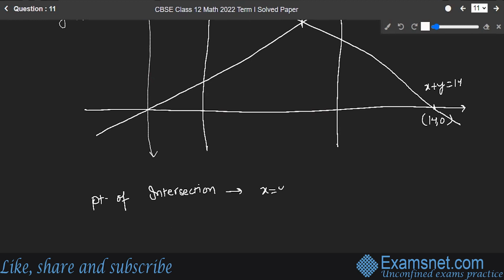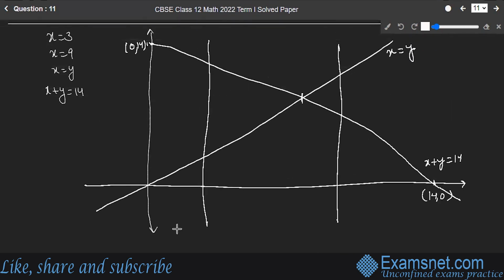Of x is equal to y and x plus y is equal to 14. This gives me 2x is equal to 14, or x is equal to 7. When x is equal to 7, y will also be equal to 7. So this is the first coordinate point, 7, 7.